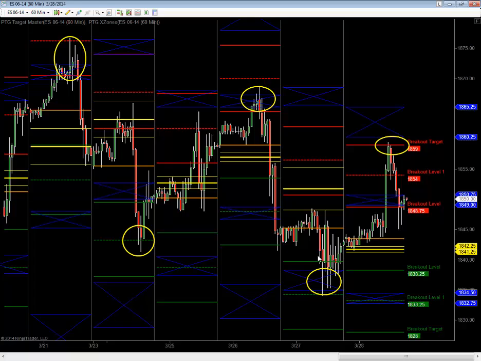So if you have an understanding and a proper perspective of where these extreme zones are, you can align yourself with Mr. Big. That's what we do here at Polaris Trading Group. This is one of our key core indicators and sets of indicators that we use to accomplish those goals.